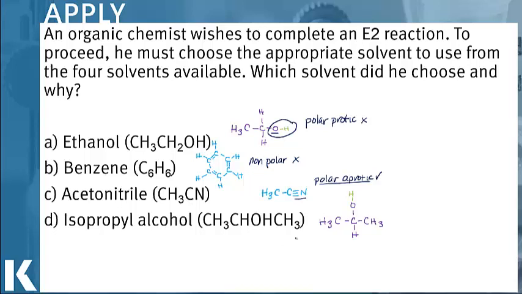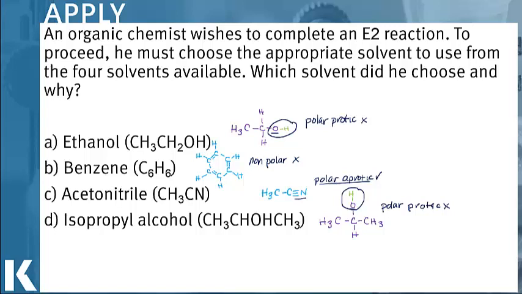The final solvent we have available is isopropyl alcohol. This is going to be polar due to the oxygen, and it is going to be protic due to the hydroxyl. This is a polar protic solvent. We are looking for a polar aprotic solvent. So this is not a good solvent for us to use for an E2 reaction.